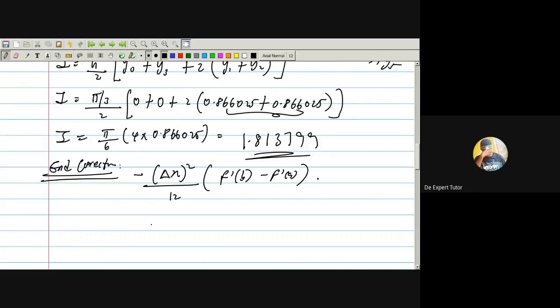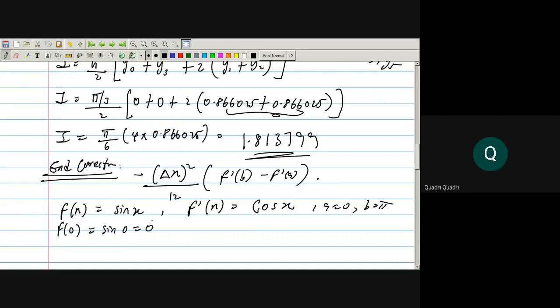Do you understand? With this one, f of x is sin x. Everybody can differentiate this. Even primary school students can differentiate it. So f prime of x is cos x. And remember our integral is 0 to pi, so our a is 0, our b is pi. So what is f of 0? Sin 0, and that's 0. And what is f of pi?